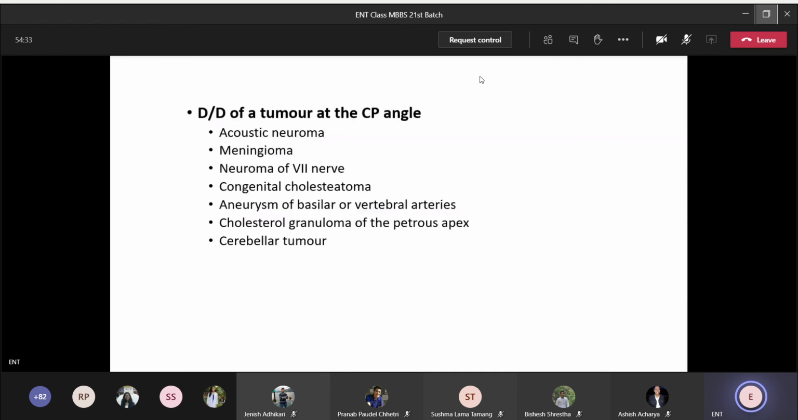Now, what are the differential diagnoses of tumors at the CP angle? Number 1, acoustic neuroma, because it has 80% prevalence. Meningioma, neuroma of the seventh nerve, congenital cholesteatoma, there can be aneurysm of the basilar or vertebral arteries, cholesterol granuloma of the petrous apex, and sometimes cerebellar tumor. So these you should remember.